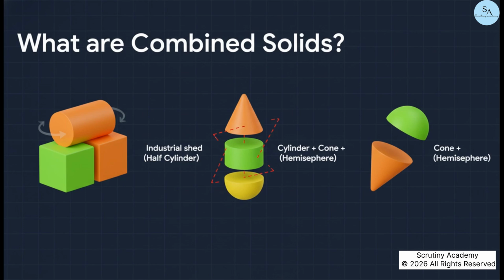That industrial shed, it's just a cuboid with half a cylinder slapped on top. A kid's toy, that could be a cylinder in the middle with a cone on one end and a hemisphere on the other. And yep, even an ice cream cone is just a cone with a hemisphere of ice cream on top. The real skill is just learning to see those simple, familiar shapes hiding inside the bigger object.